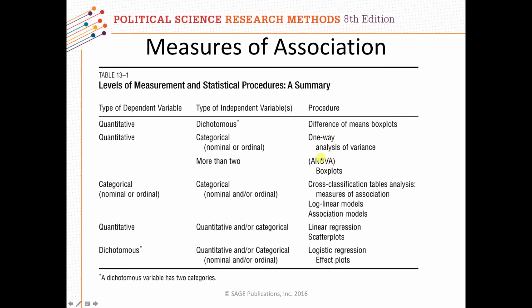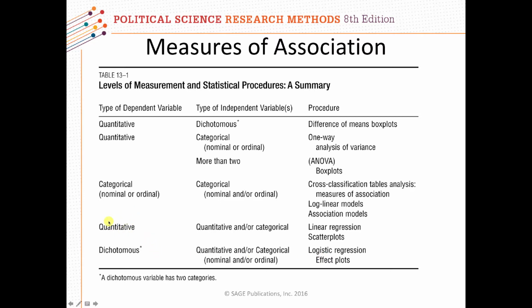Those are called ANOVAs. If you have a categorical dependent variable, then you may need to use different types of analysis, cross-classification tables. These are things like gamma, lambda, chi-square. If you have a dichotomous dependent variable, then you may need to use what's called a logistic regression or a logit model, which we'll not get into, so don't worry about that at all.